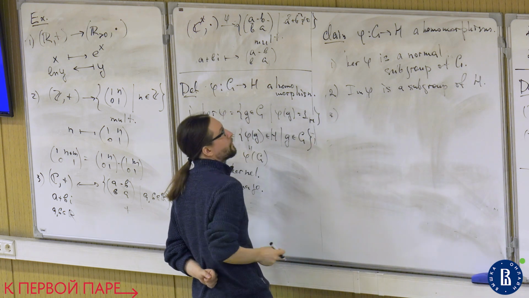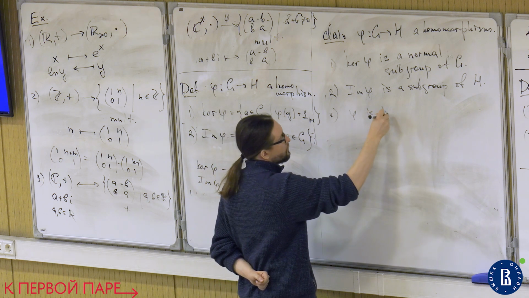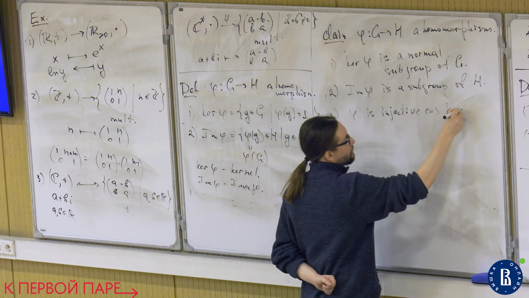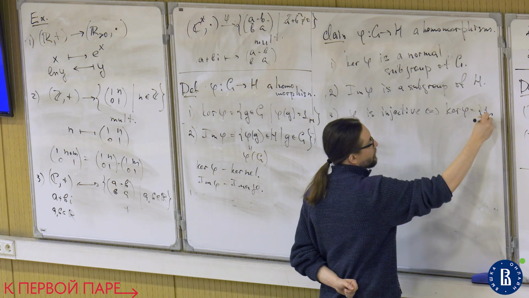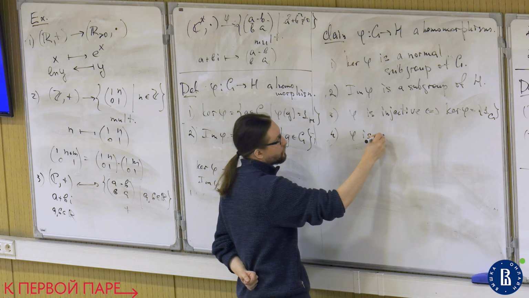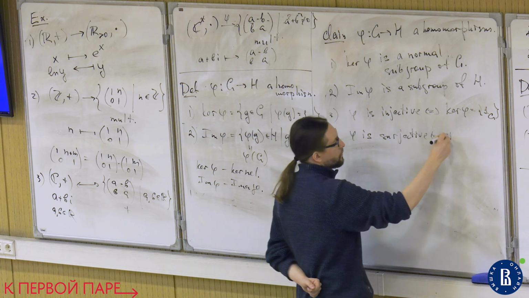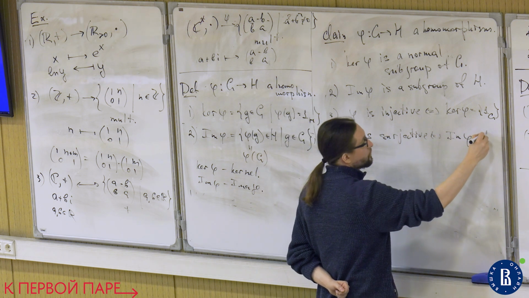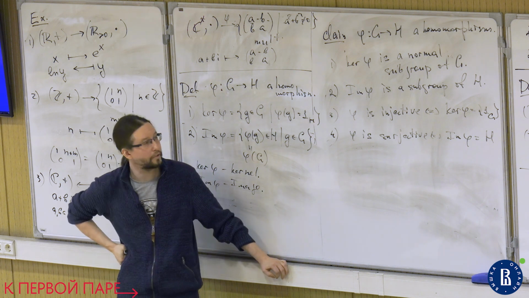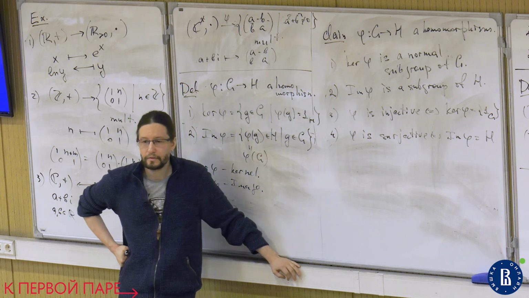The third one, phi is injective if and only if the kernel of phi consists of the neutral element of G only. And the fourth one, phi is surjective if and only if the image of phi is equal to the whole H. So these are basic properties of the kernel and the image. By the way, one of them is obvious. Which one?